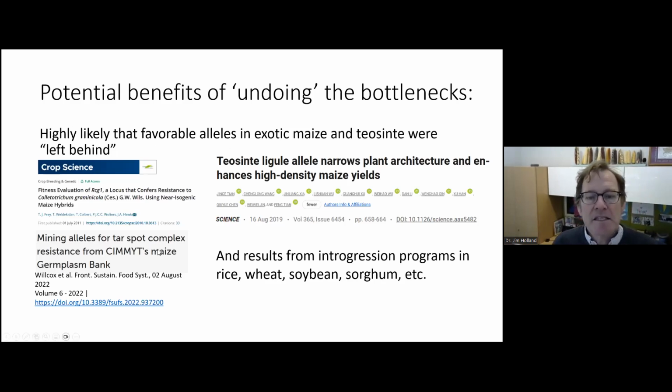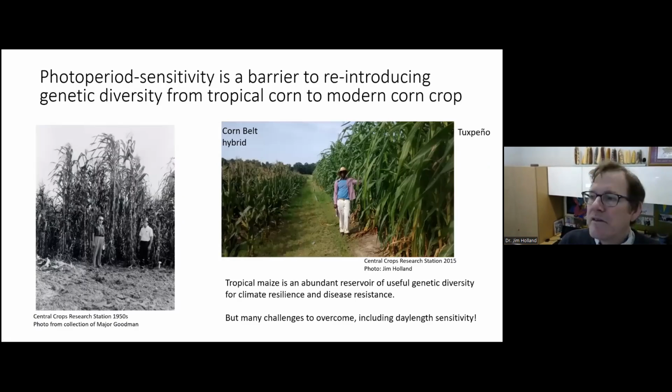So that's just from maize. It's been kind of difficult to actually show this directly in maize. If you look at other species, particularly the selfing species, there's plenty of evidence that those domestication bottlenecks did in fact leave behind lots of useful genes that you can integrate into your modern crops. So we would like to do this. We would like to go into this more diverse genetics, maybe into teosinte, although that's pretty hard, but at least into tropical maize and try to leverage that genetic diversity for our breeding programs.